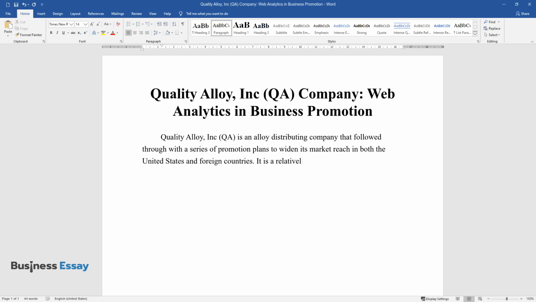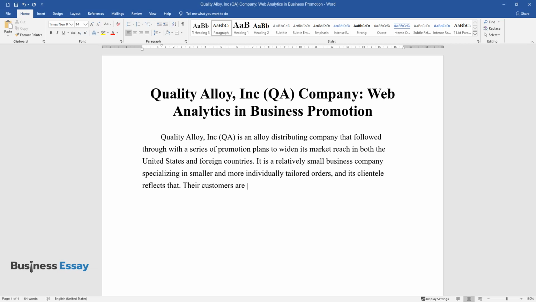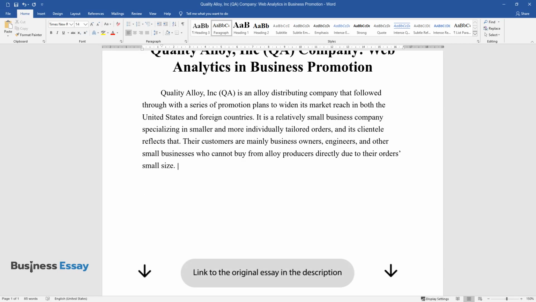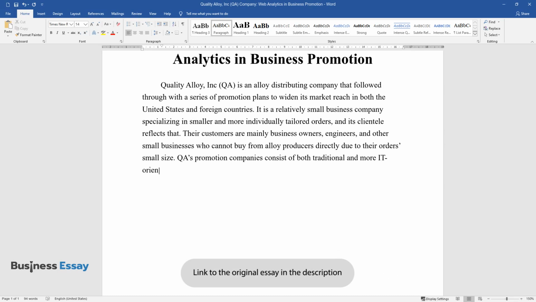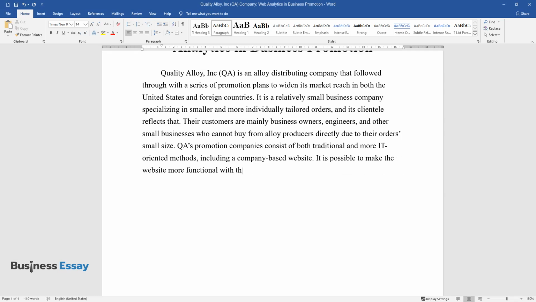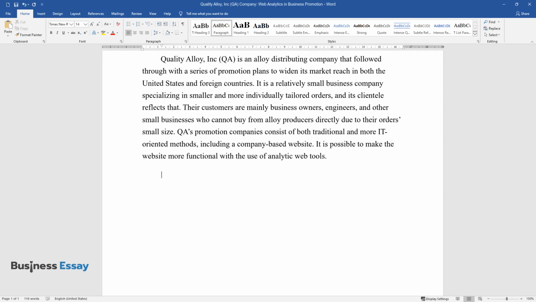It is a relatively small business company specializing in smaller and more individually tailored orders, and its clientele reflects that. Their customers are mainly business owners, engineers, and other small businesses who cannot buy from alloy producers directly due to their orders' small size. QA's promotion campaigns consist of both traditional and more IT-oriented methods, including a company-based website. It is possible to make the website more functional with the use of analytic web tools.